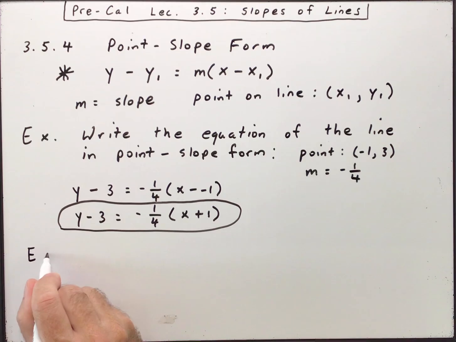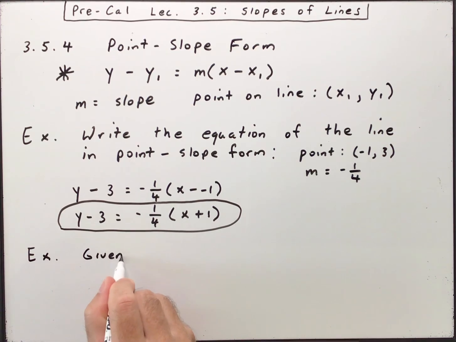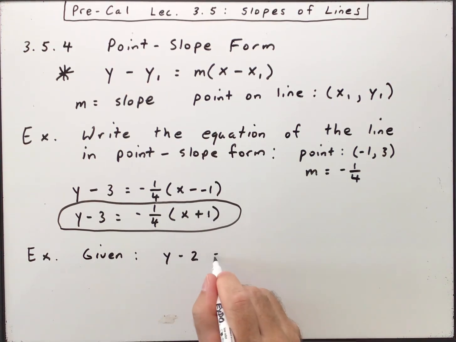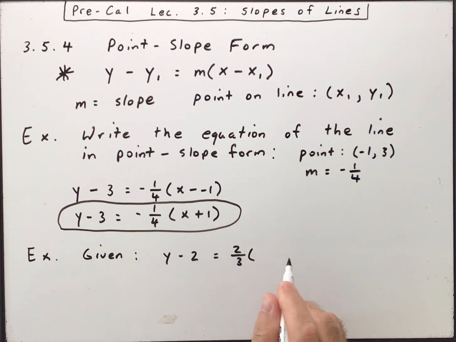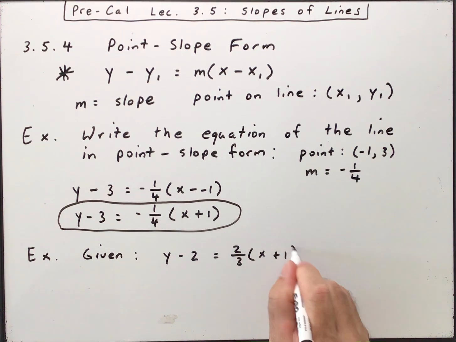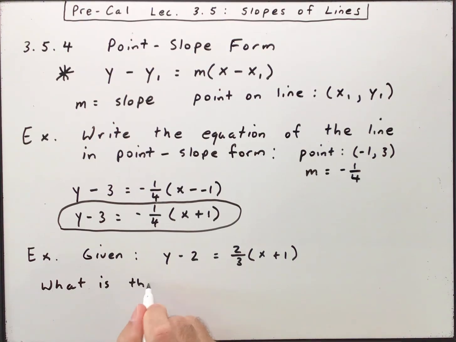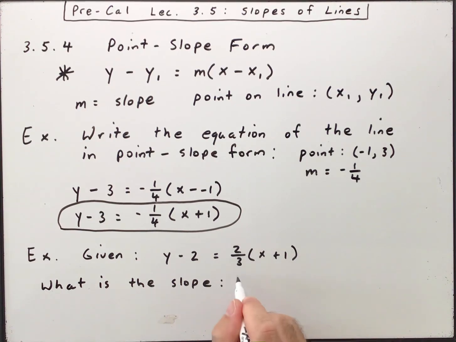Okay, let's say given y minus 2 is equal to 2/3 times x plus 1, what is the slope? Well, that's pretty easy. It's sitting right there. It's 2/3. And what is a point on the line?